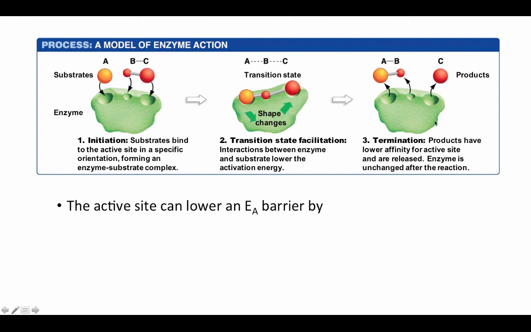So the enzyme is exactly the same at the end as it was when it started, ready to be used again. How does the enzyme lower that activation energy barrier? So first of all, just by having the substrates in the right positions relative to each other to be able to form those new bonds when the old bonds break.